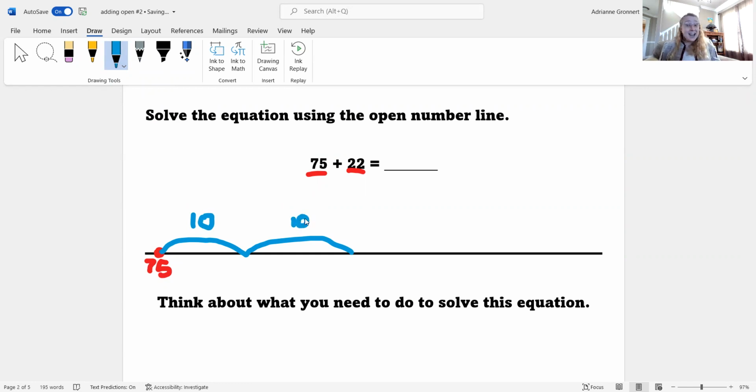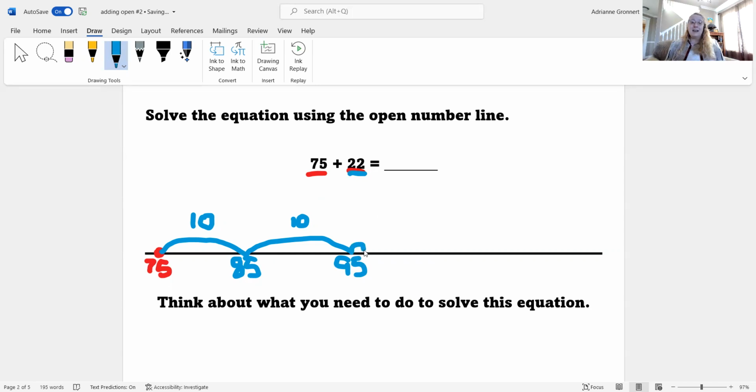That's right, I need to count to see where I landed. 75, this would be 85, and 10 more is 95. So I just landed on the number 95. Now I need to look at the second addend again and think, how many ones are in the number 22? That's right, there are 2 ones in the number 22.